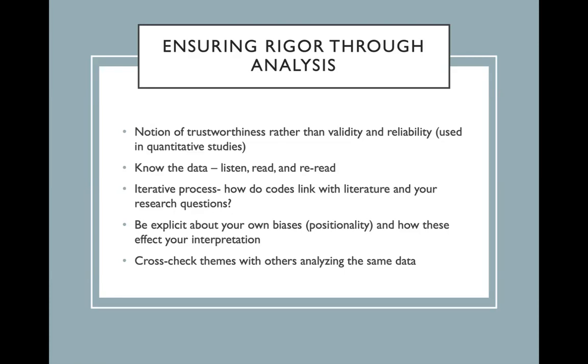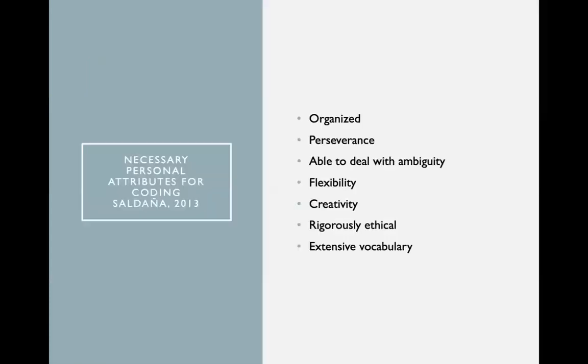This will also be the instance where you cross-check themes with others analyzing the same data. So you need to be careful about your statements because you might be over-exaggerating. You need to be able to display a sense of distance from your study so that you are not obviously overemphasizing certain things. So what are the necessary personal attributes when you code?